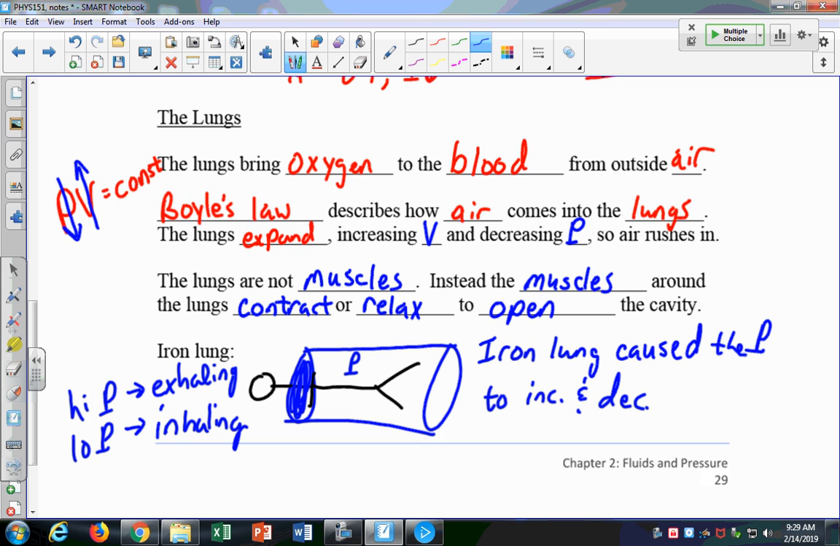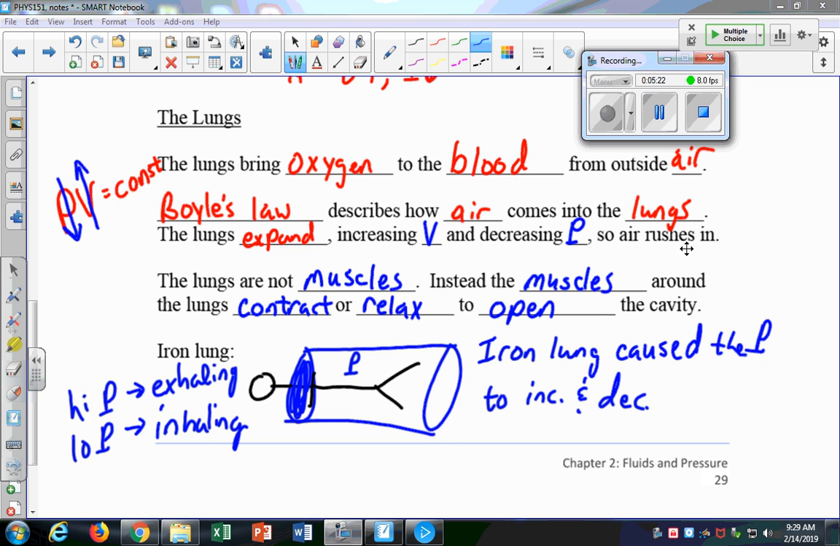I know that that's opposite what we talked about before, but remember what we talked about before was the pressure inside of the lungs. So when I have a low pressure inside of the lungs, that is when I'm inhaling because the high pressure air is coming out around me. Oh no, it's the same. Yeah, never mind. That's right. Okay. So anyway, that's how an iron lung works. Let me show you a video. It has sort of a more detailed description.